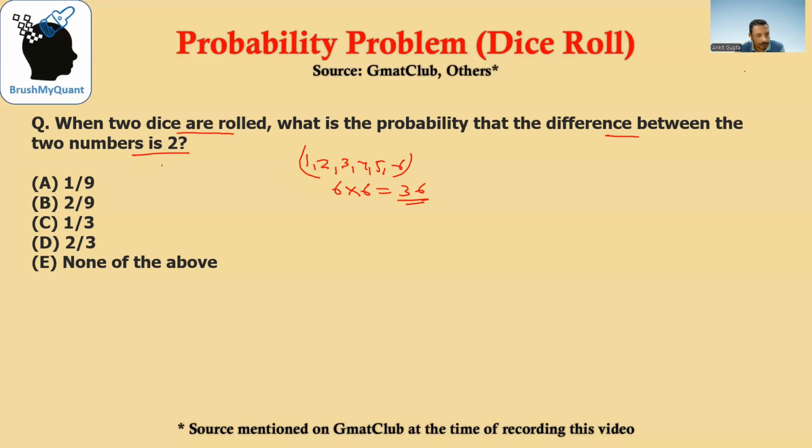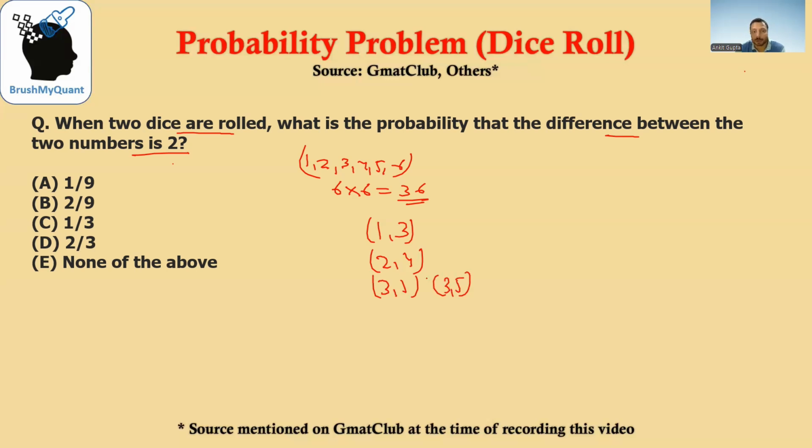So let's start by writing the number of possible cases. If you have 1 in the first die, we can get 3 in the second die so that the difference between the two numbers is 2. We can have 2, 4 as a case. We can have 3, 1, and we can have 3, 5 also as a case.